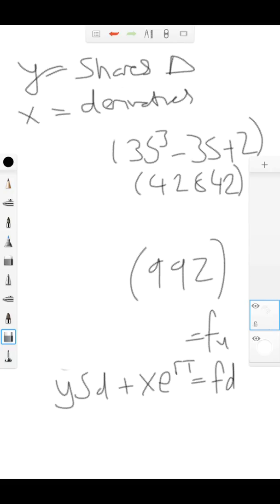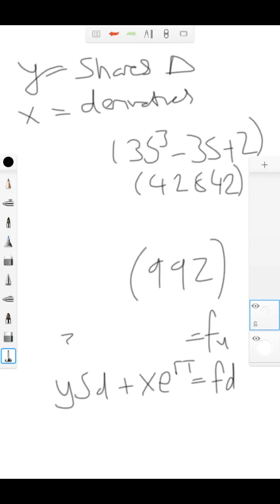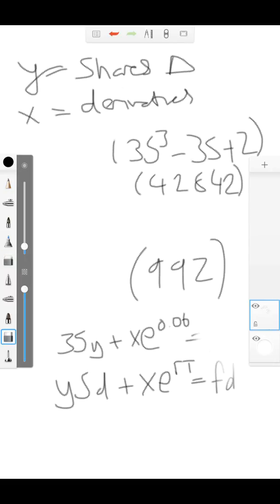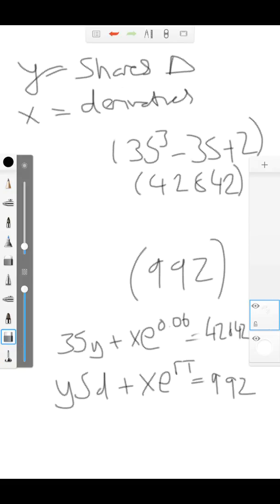So y times S_u. So we have S_u, which we know will go to 35 times y plus x e^0.06. I forgot to mention, but the risk-free rate is already given there, it is 0.06, and it's at a year's time, so we know that t is equal to 1, so I don't need to write that down. And also, let me put in that it is equal to 42,842 and 992 pounds for this one.